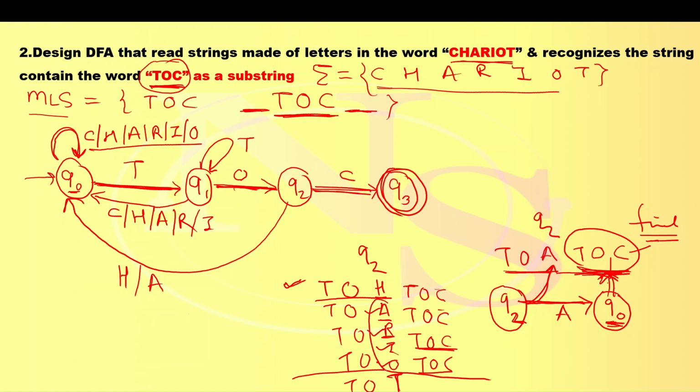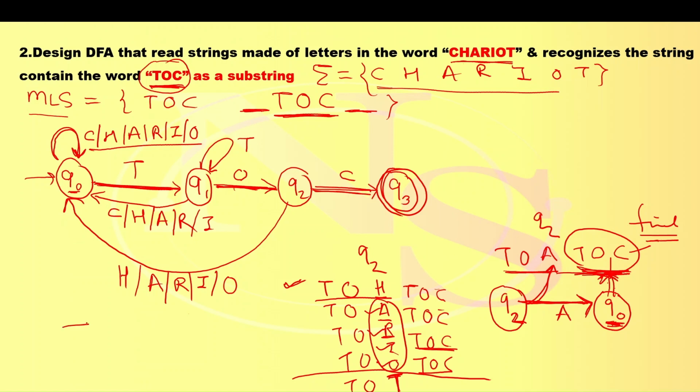So all these transitions from Q2 will connect to some other state which will read the TOC and go to final. So what are those? H, A is covered, then R, then I, then O. What's remaining now? Remaining is T. Why did I leave this T? If you remember, I explained in this video previously as well as in the previous video.